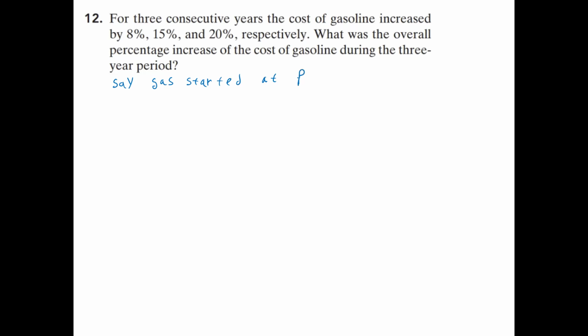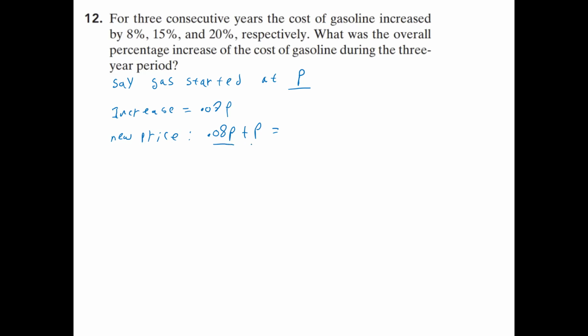And so then if we go through an 8% increase, then the increase that first year would be the percent, 0.08, times the whole. What it started at was P. And that's it. Now we can't do anything with that, so we just leave that alone. Now, then the new price. We're going to take the increase, 0.08p, and add it with the previous price, which was p.